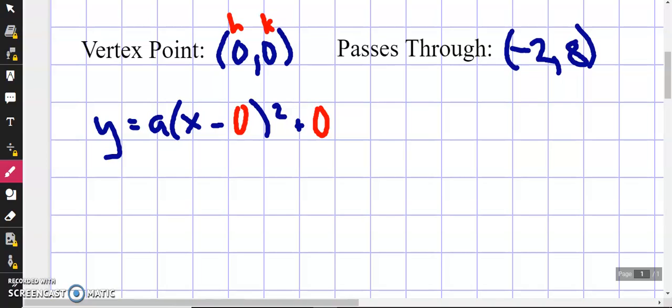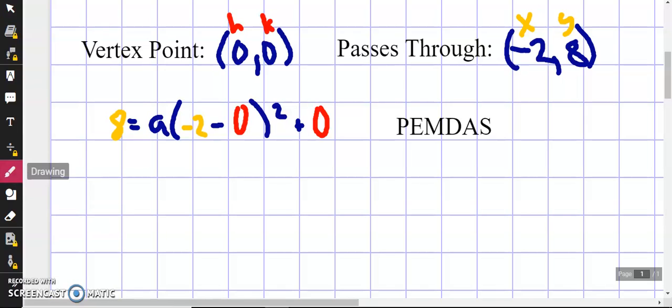The next thing I'm going to notice is that I don't have a value for a, but I do have a second point that my graph needs to pass through. So to figure out a, I'm going to treat this point as the values of x and y. And so now that I've got all of this plugged in, I'm going to go through and simplify my equation as much as possible, and then use that to solve for a.